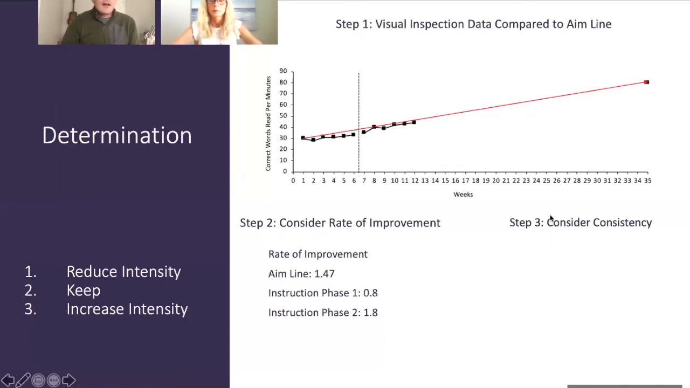The last consideration would be the consistency. As we mentioned before, for this data, it's pretty consistent. So I don't necessarily have concerns about our standardization of the data collection process.